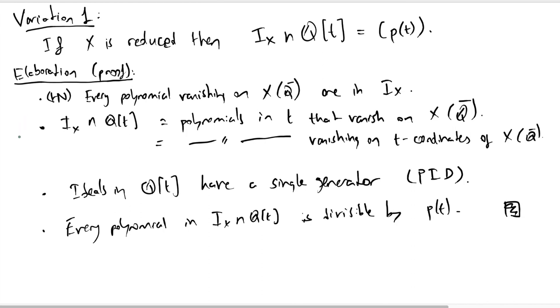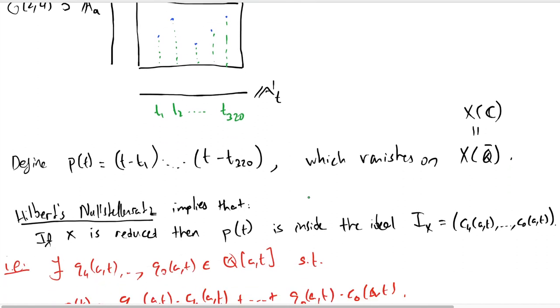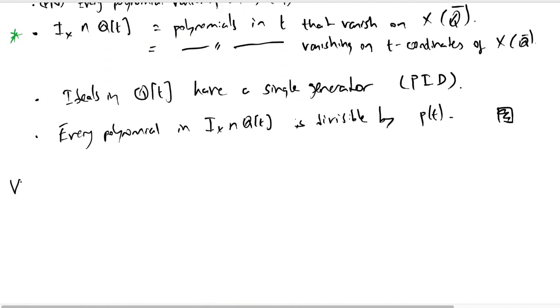So an important part of this proof was this second step in interpreting what this intersection means in terms of the vanishing on the t-coordinates of X(Q bar). In other words, what's important is not X(Q bar), but its projection to this A1_t axis. So I want to project these points to A1, and then of course I get these ti's. And then that's clearly the second interpretation. Let's call it variation 2.